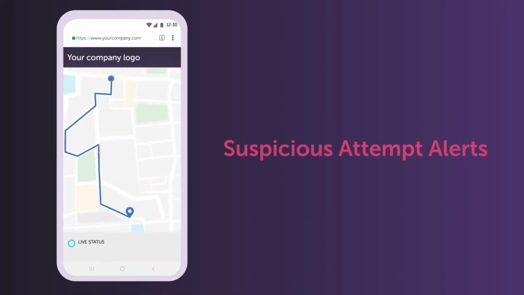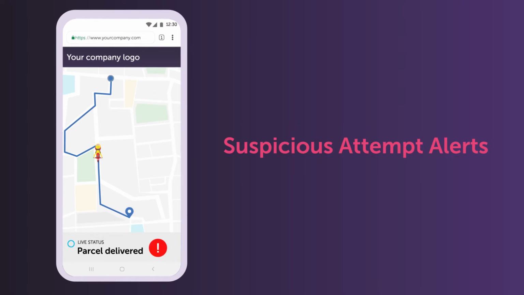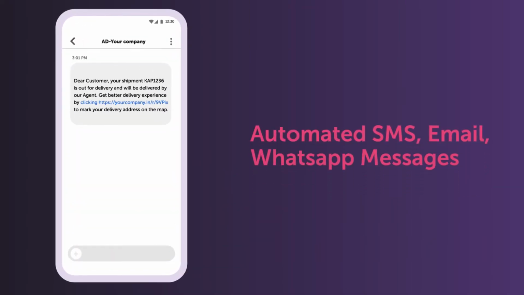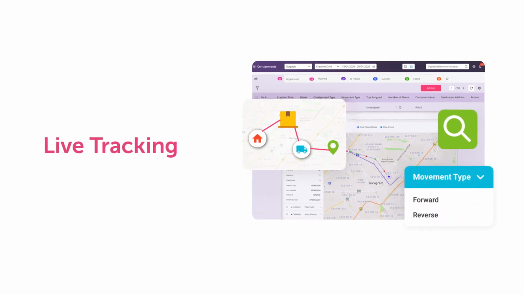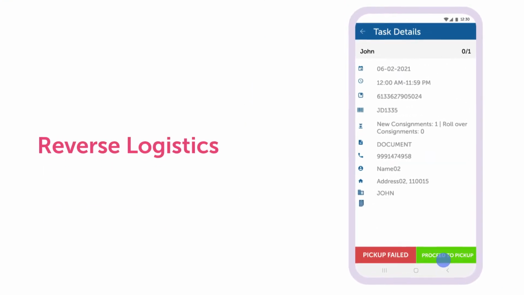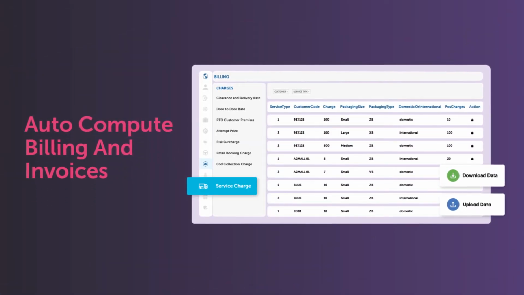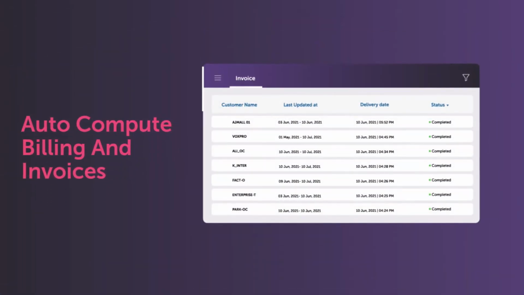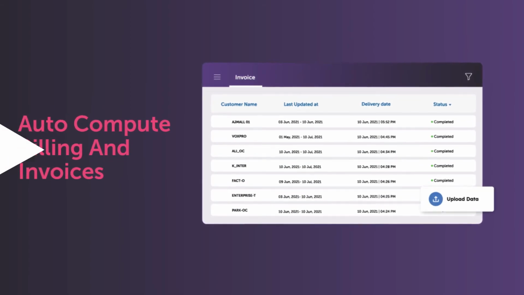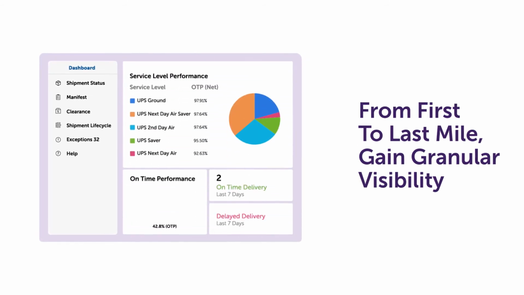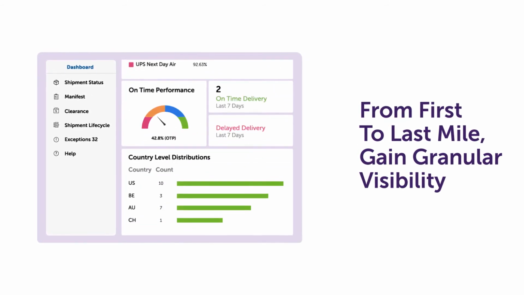deliveries, safeguard customer interest with alerts on suspicious delivery attempts, automate SMS, email, and WhatsApp-based notifications to keep customers updated with delivery progress, enable seamless and cost-efficient reverse logistics, auto-compute billing and send invoices to customers based on configurable contract masters, and more. From first to last mile, you can gain granular visibility through our highly customizable analytics dashboards.